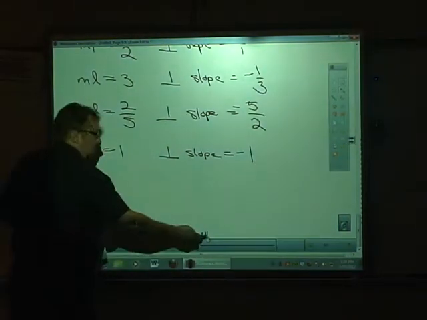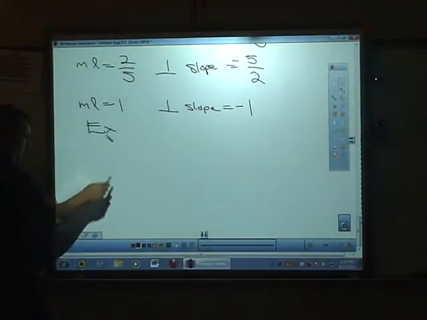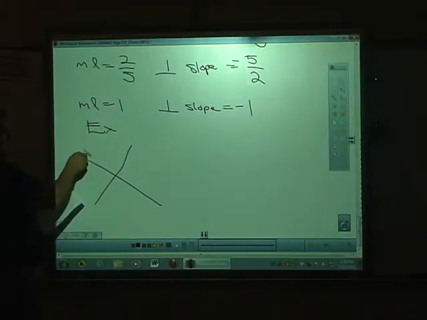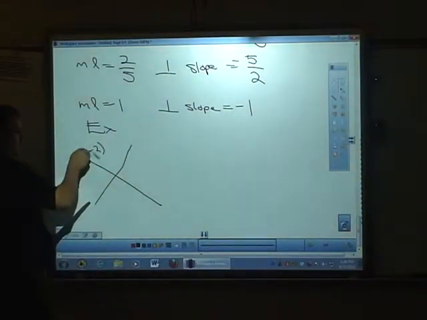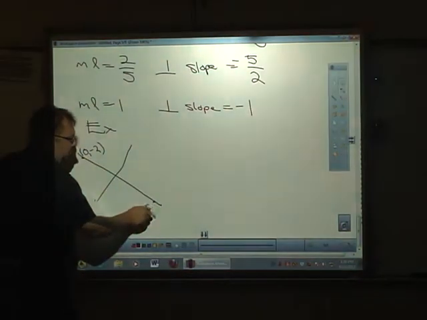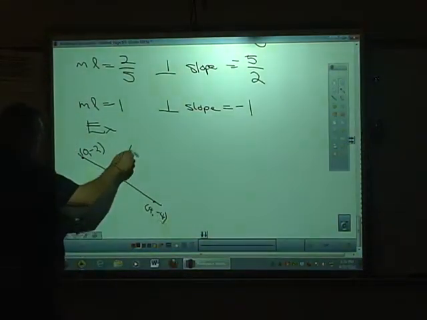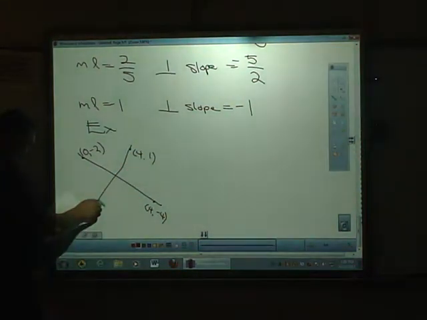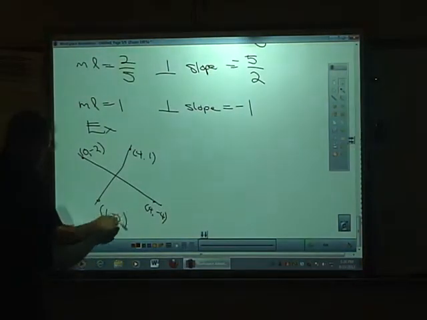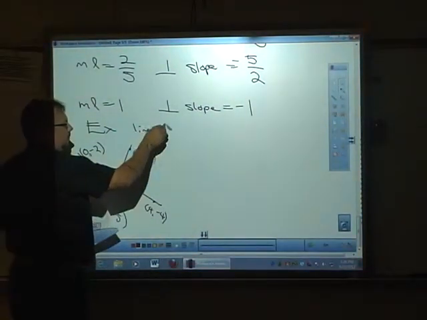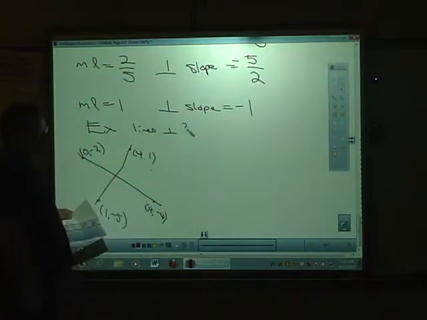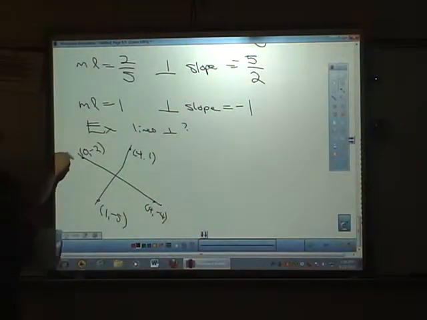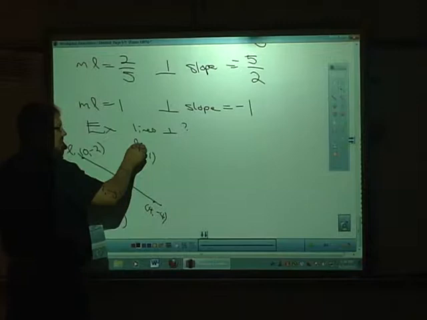Let's do another type of example where we actually have a picture. So here's our two lines, and I've got a point here at (0, -2). I've got a point here at (4, -4). I've got a point here at (4, 1). And I've got a point here at (1, -5). And I want to see if these lines are perpendicular. Okay. Well, let's find the slopes. Let's call this line 1, and let's call this line 2.